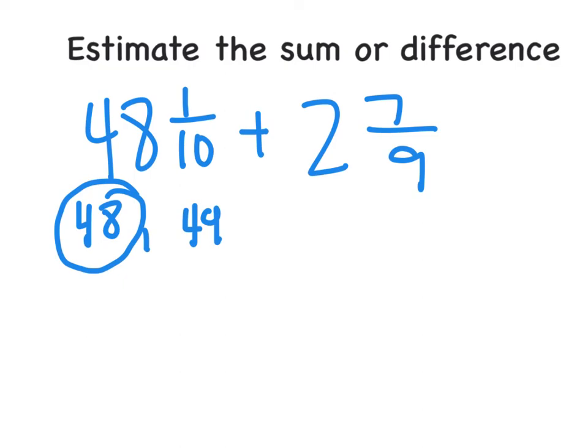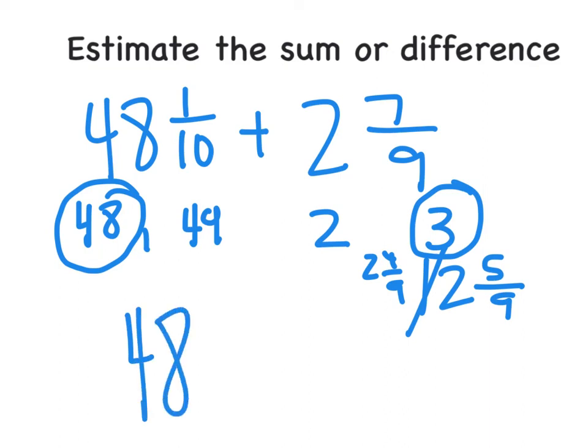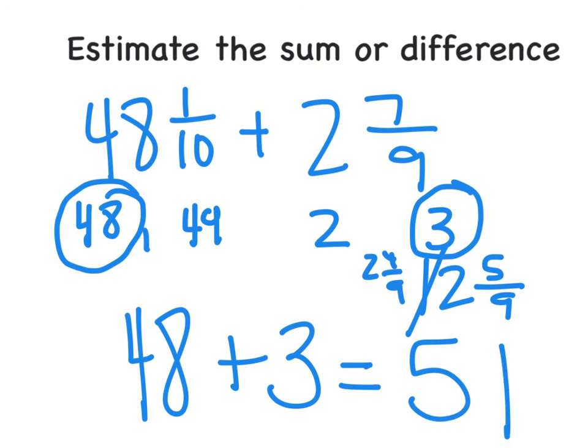2 and 7/9 falls in between 2 and 3. Half of that would be 2.5, which would be about 2 and 4/9, or 2 and 5/9. But 2 and 7/9 is definitely bigger than that, meaning it's bigger than 2.5, so it's closer to 3 than it is to 2. So now I change my numbers to 48 and 3, and I can add them to get 51 as my final answer.